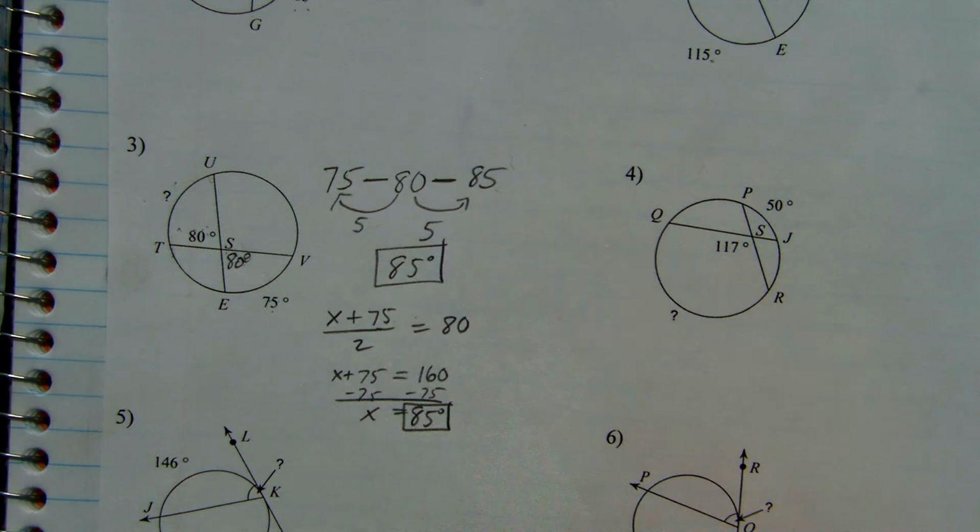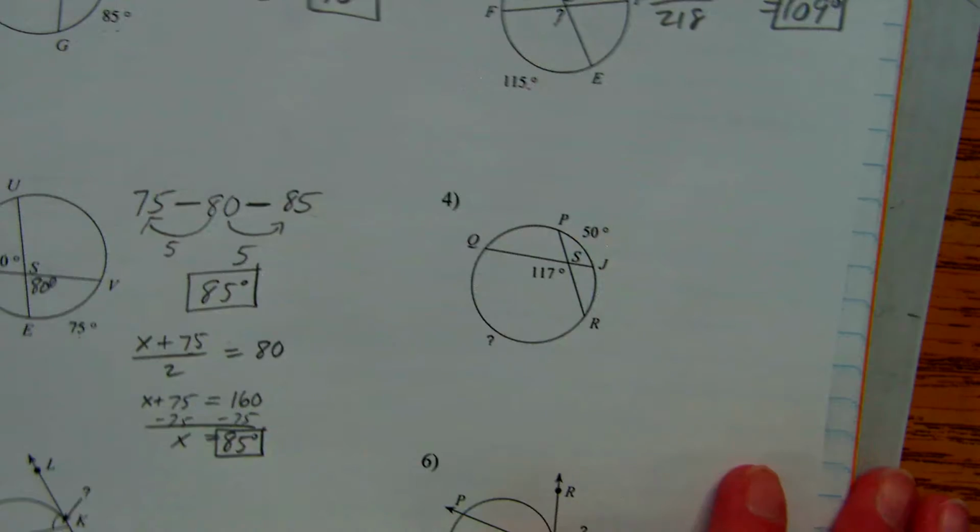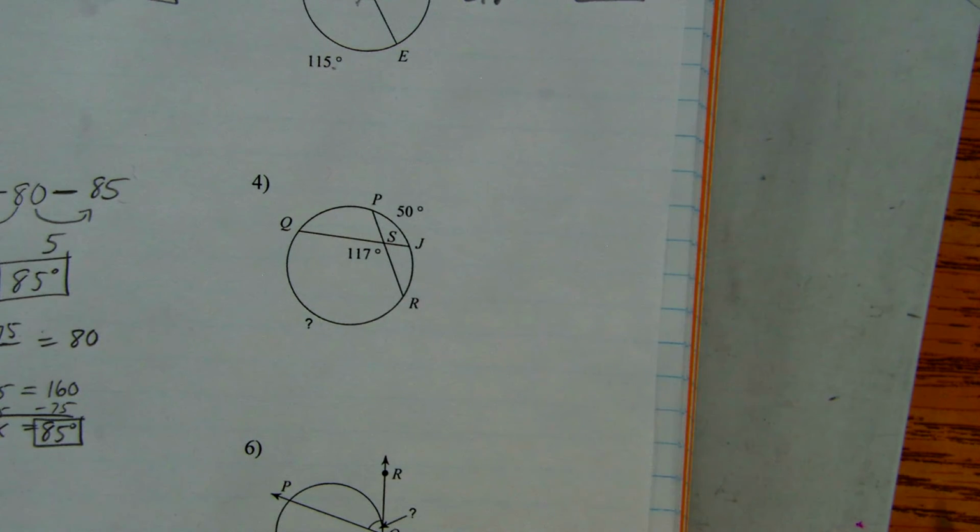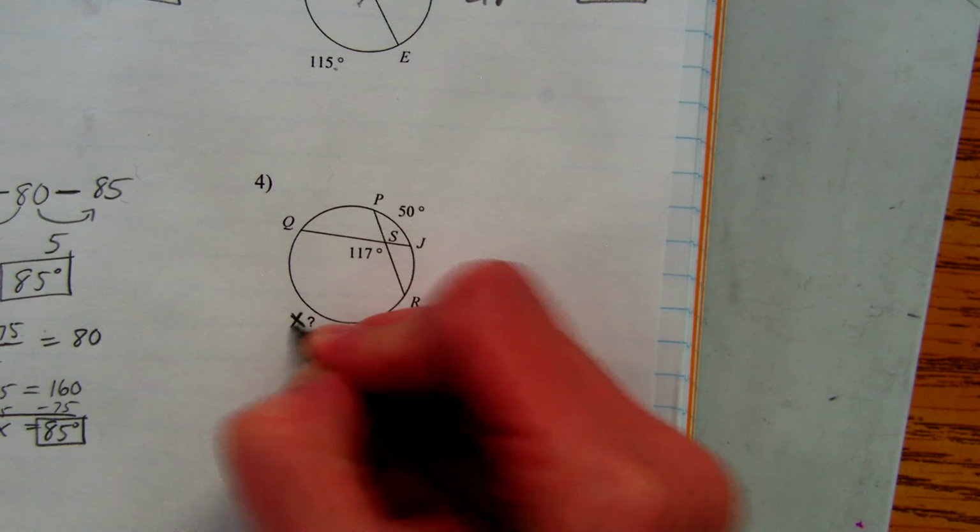So you like method 1 or method 2, Meredith? The X one. So she likes the algebraic method, so we'll go ahead and do that. So we're saying basically that this question mark is X.